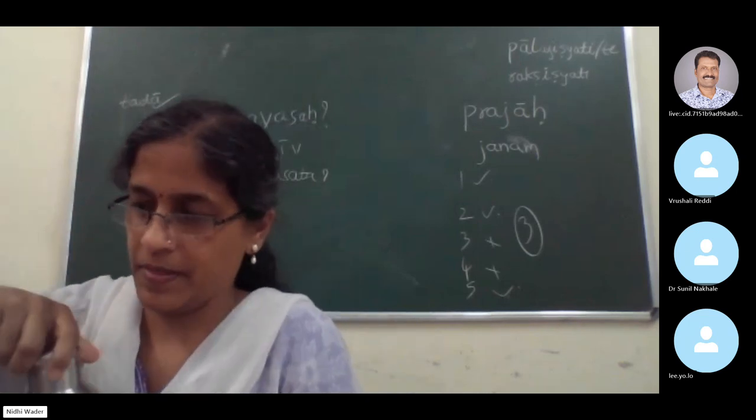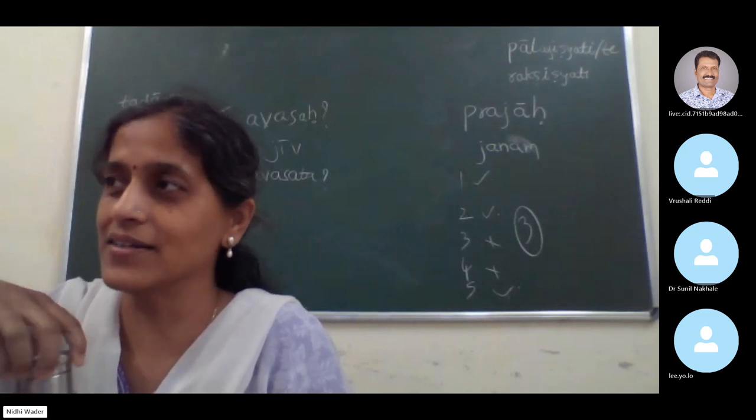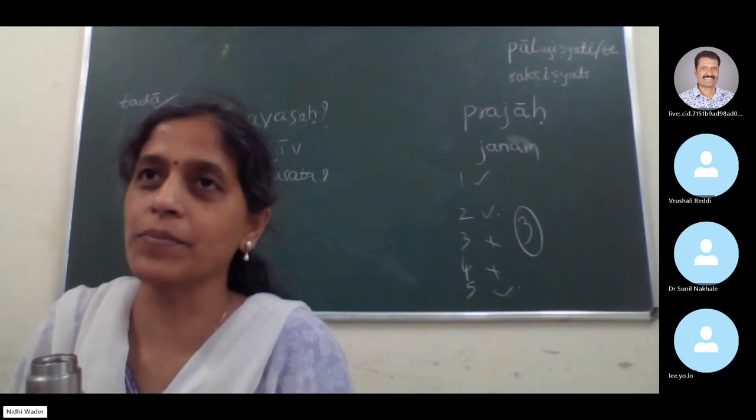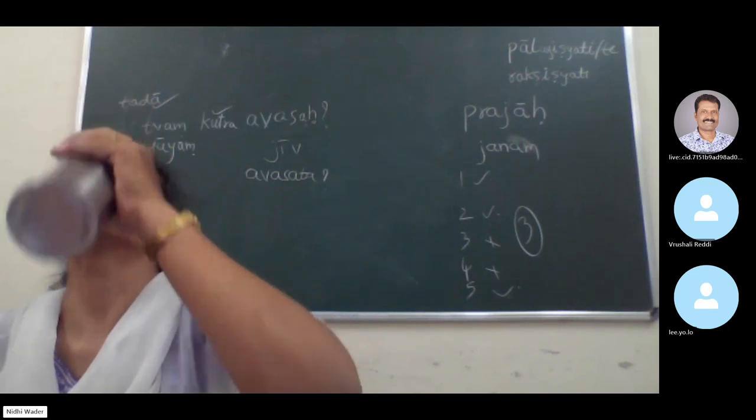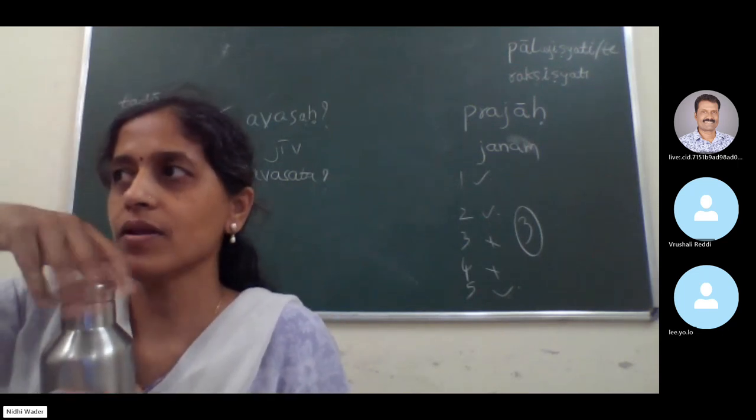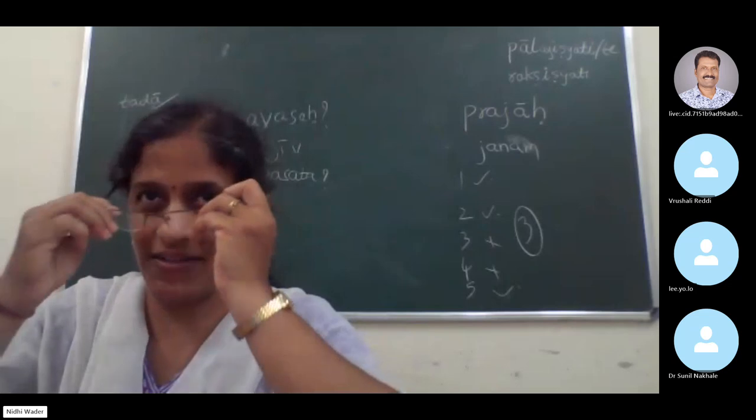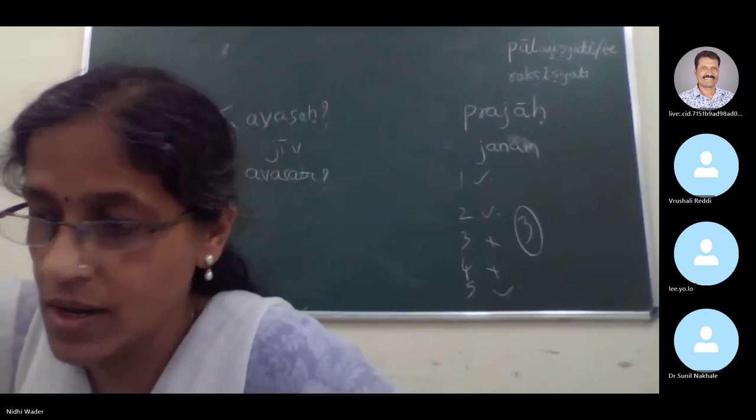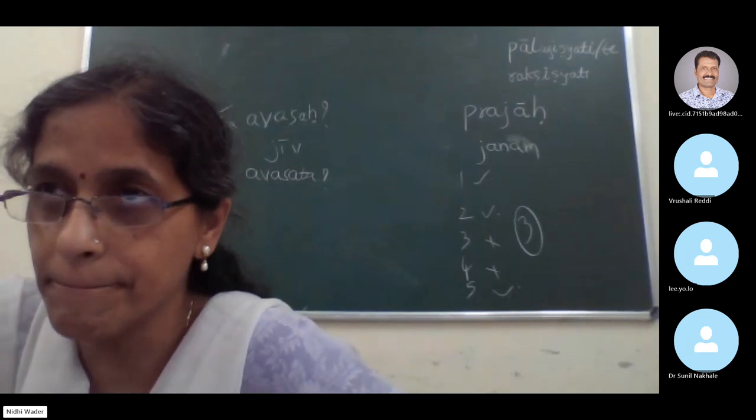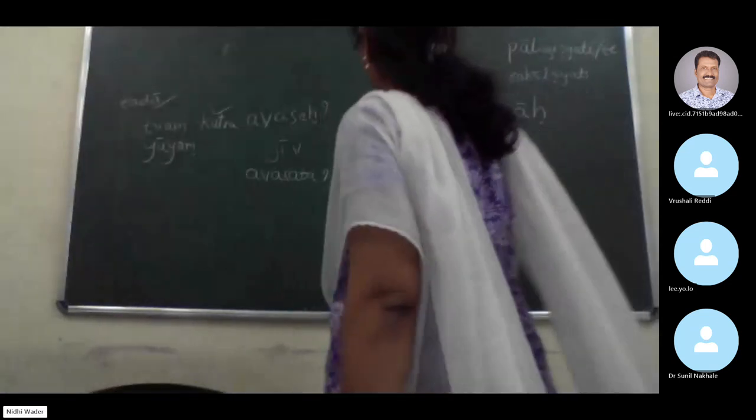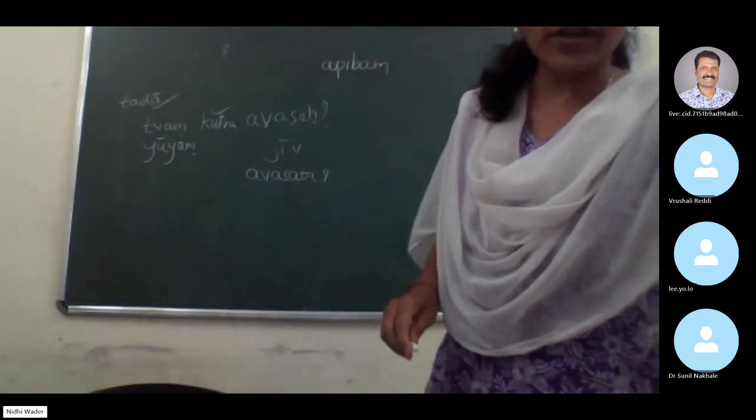Drank. For those who are following Marathi, there are some mistakes there, it's in red. Yes, you will be using piba, but in past tense. Piba, past tense again. Apibam. I drank milk in the morning. Apibam. Yes, apibam. Very good, correct. But the other words we still have to write.